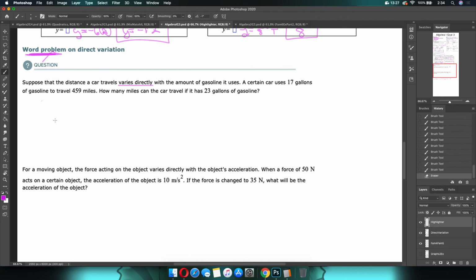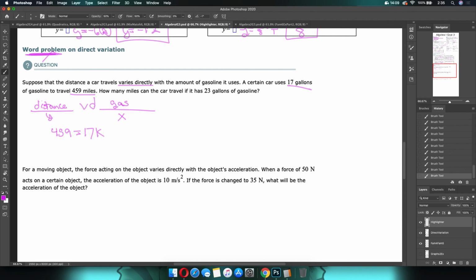So here's the thing where the word problems start to come in handy. When you have something varies directly with something, whatever that first word they give you is going to be your y. Whatever that second word they give you is going to be your x. So in this case, the distance, lag, and varies directly with the amount of gas, which is going to be gas. So now that we know that, we have the things that we need. So what do we have? We have 17 gallons and 459 miles. So 459 equals 17 times our constant, because that's what we're looking for.